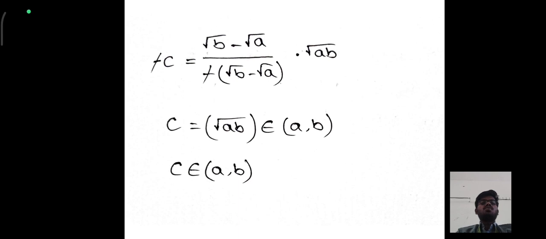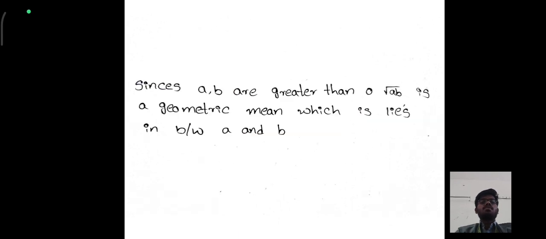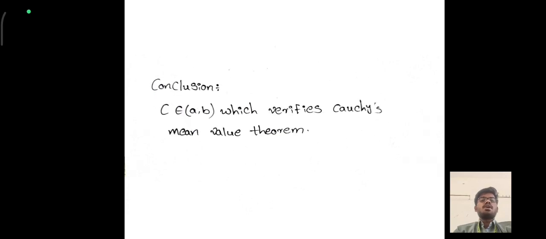c belongs to a comma b. Since a comma b are greater than 0, therefore root of ab is a geometric mean, which lies in between a and b. Conclusion: c belongs to a comma b, which verifies Cauchy's mean value theorem.